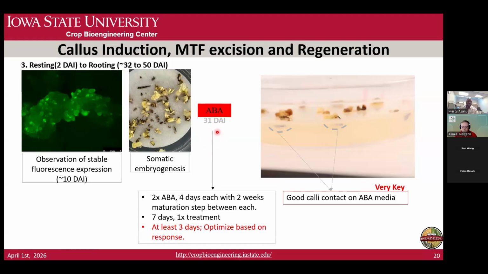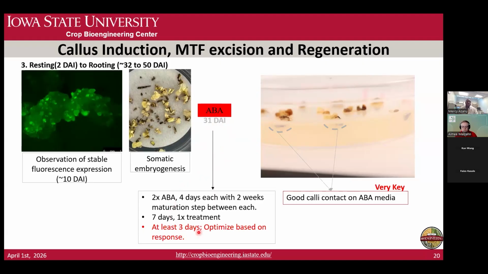So we make our ABA media. When you make the ABA media, it has to be fresh. Then you put the individual callus on it. You do not transfer the whole filter paper. You pick individual calli and make sure that you have very good contact. Do not over dip your callus into the ABA media, because you will cause more stress.